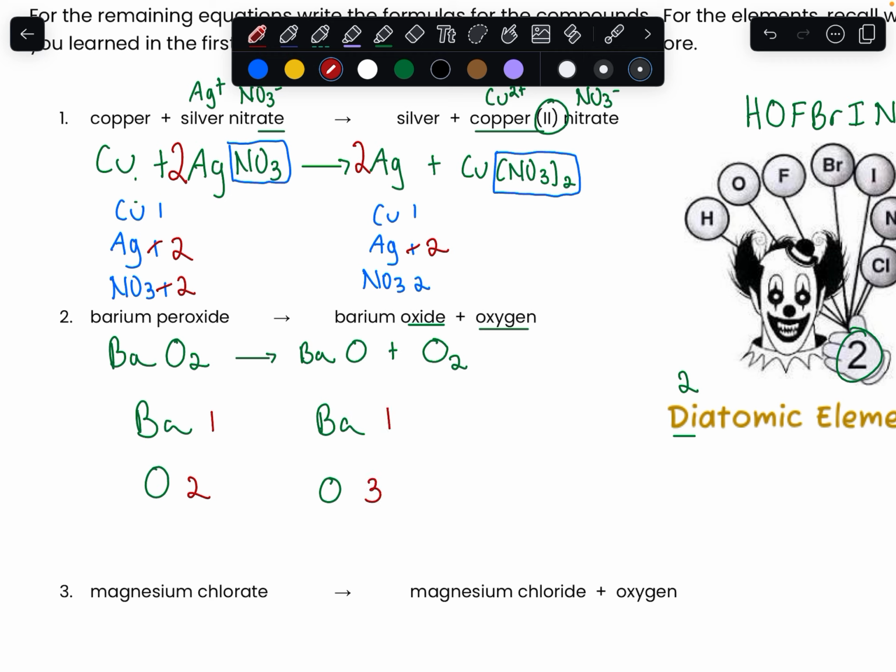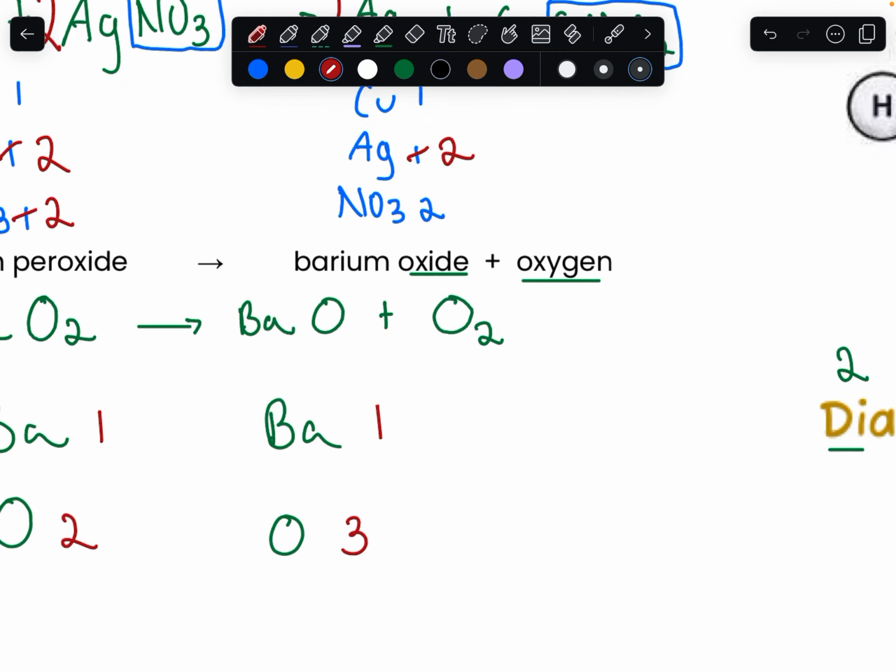So to balance this out, I am going to start by looking at my oxygens. So to get my oxygens where I need them to be, this is a little bit of a weird scenario. You may not think that 2 and 3 will work. However, I have a split group of oxygens here to the right.